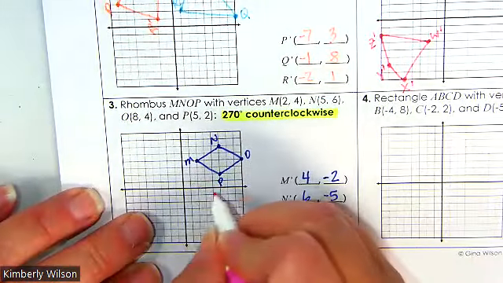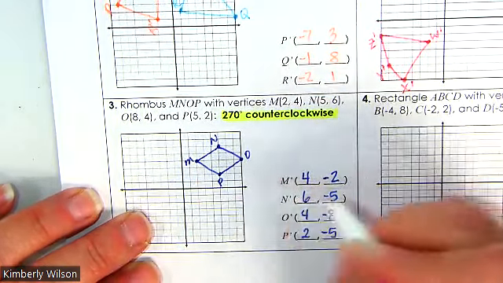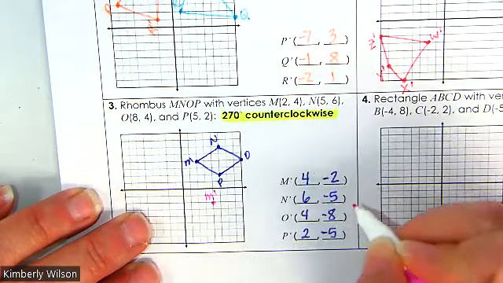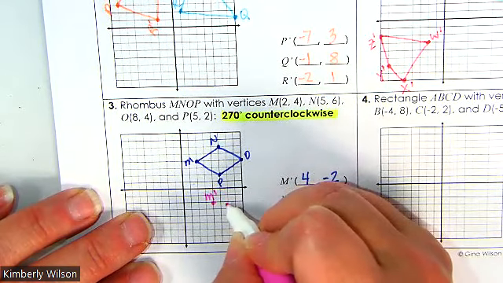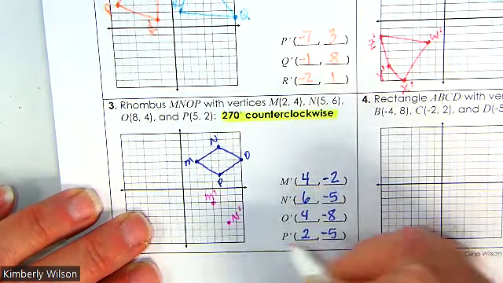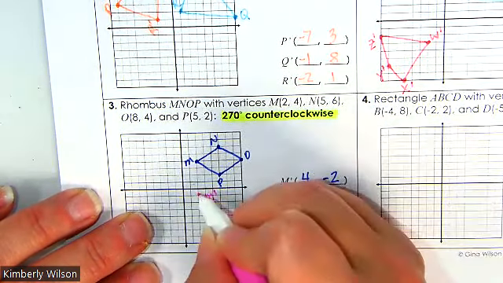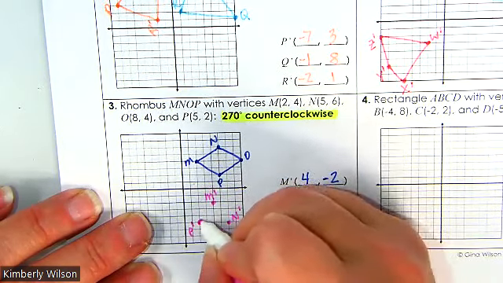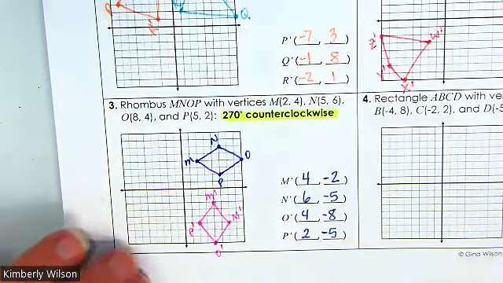Okay, so M is 4, -2. M prime. N is 6, -5. O is 4, -8. P is 2, -5. Excuse the bell, please. And there is our new figure.